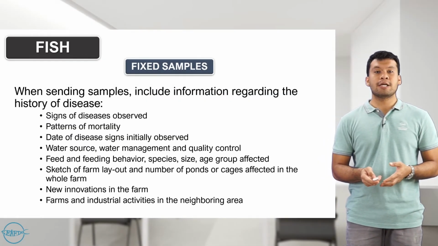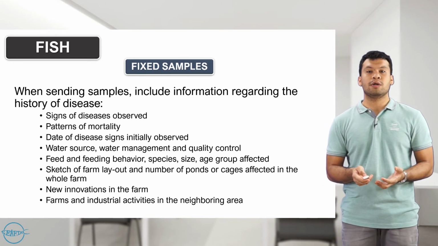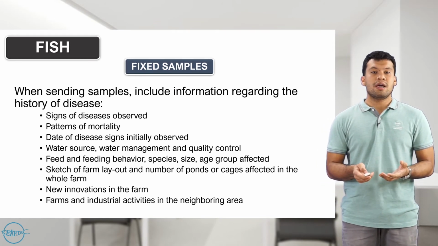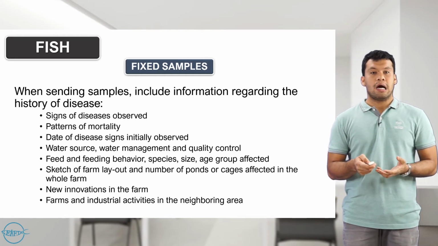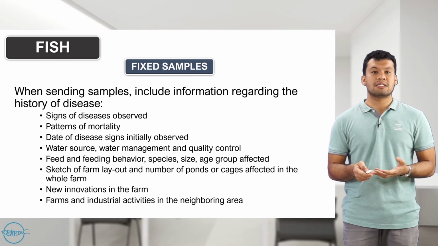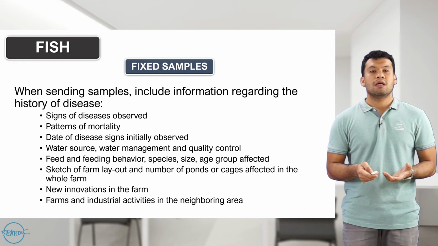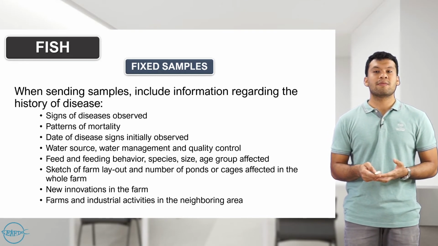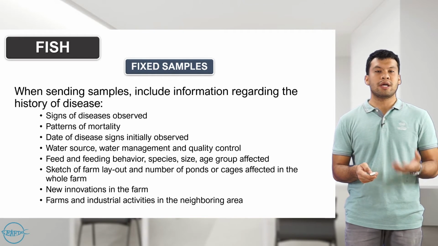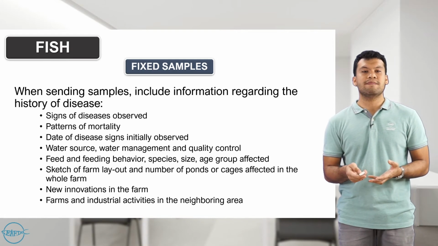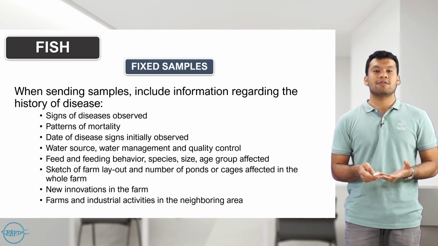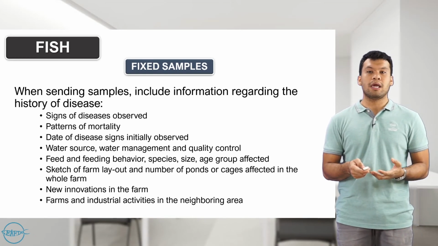Then upon sending your fixed samples to our laboratory, you need to include some of the information that we need. For example, the signs of disease observed in your hatchery or area, the patterns of mortality, the date the disease signs were initially observed, the water source, the water management, and some of the quality control that you are using in your laboratory or area, your feed and feeding behavior, the species, the size, the age group affected, also a sketch of your farm layout, the number of ponds or cages affected in the whole farm, the new innovations in your farm, and some of the farm or industrial activities in your neighboring area.